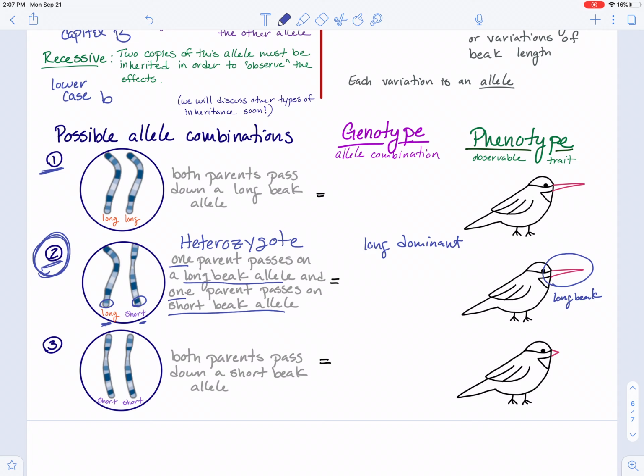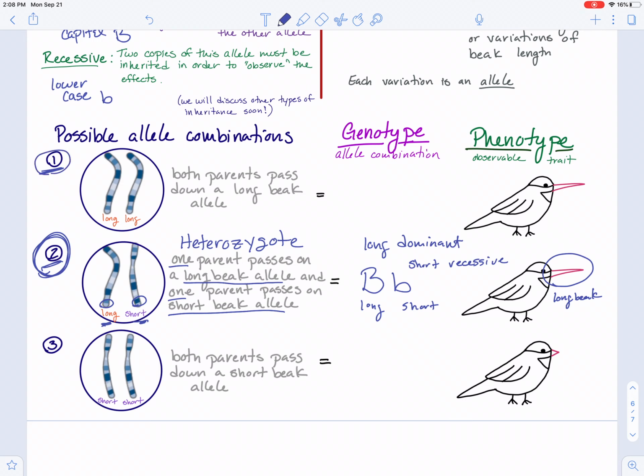Because the long allele is dominant, I'm going to give it the big B. Big B is referring to long. And then the short allele is now going to be little b, because short in this case is recessive. And I only know that when I'm looking at the heterozygote. All right, so now that I know which one is the dominant one and which one's the recessive one, I'm going to go ahead and take a look at my other finches.